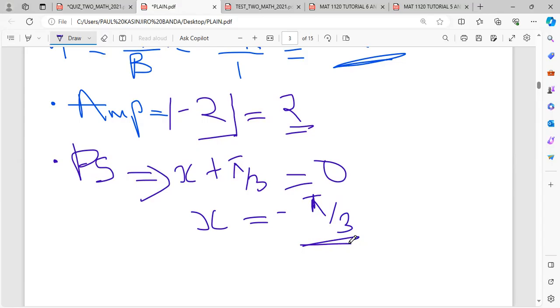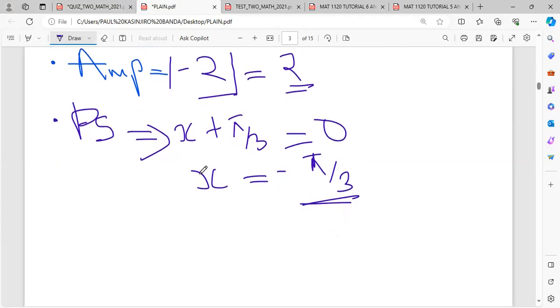It means from our original range on the x-axis, we're going to shift to the left by pi over 3. Okay, that's what the phase shift means. After getting the phase shift, which is the same as the horizontal shift, now we can get our vertical shift.